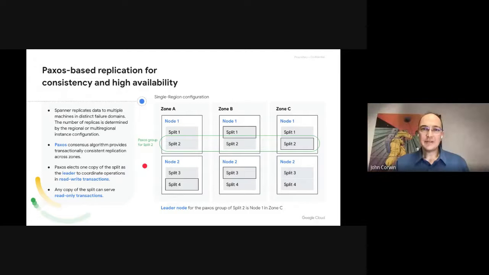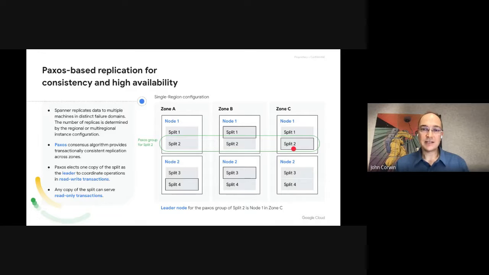To provide high availability, Spanner replicates the database to multiple availability zones. Here, we show a single region Spanner database, which consists of three full replicas, one in each zone, A, B, and C. Spanner uses the Paxos consensus protocol to provide transactionally consistent replication across zones. For example, when a transaction updates data in split 2, the nodes hosting the Paxos group, consisting of all replicas of split 2, will coordinate the commit to agree on the commit status and the commit timestamp.